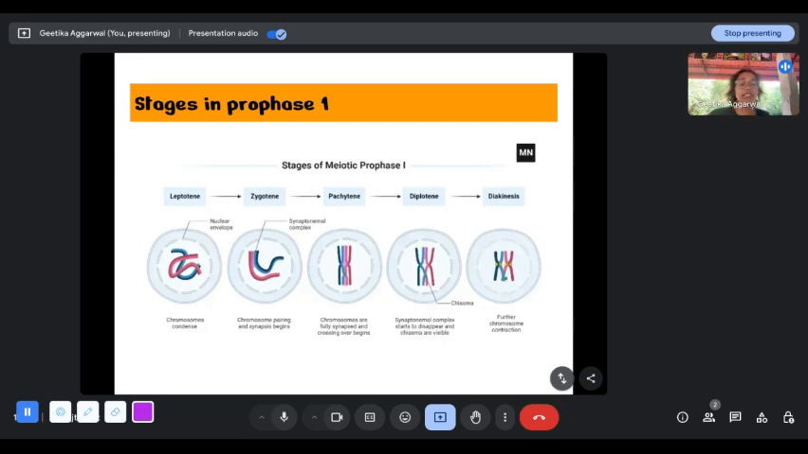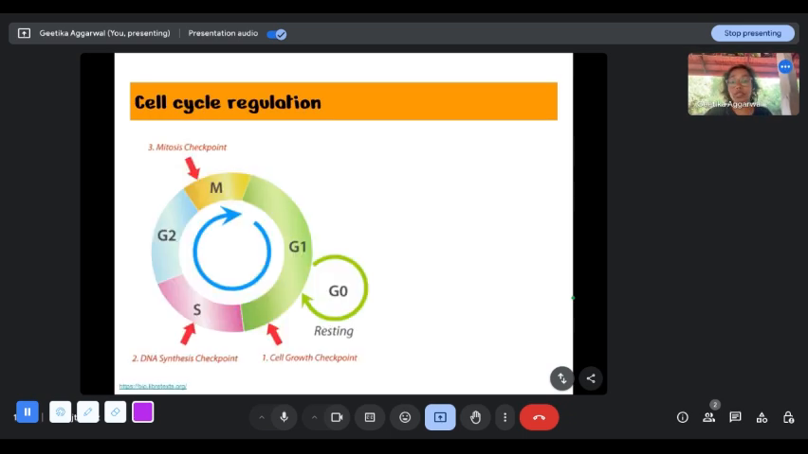And then there is diakinesis. Diakinesis is when the crossing over has completed, and you can see the chromosomes have contracted even further and formed these two homologous chromosomes. Okay, so these are the stages in prophase 1.